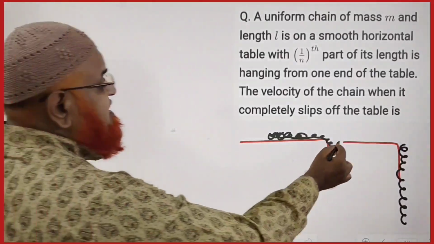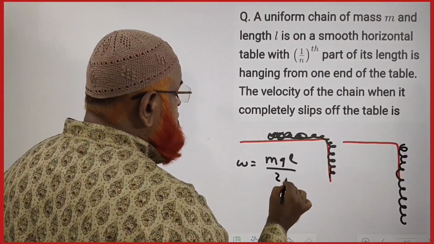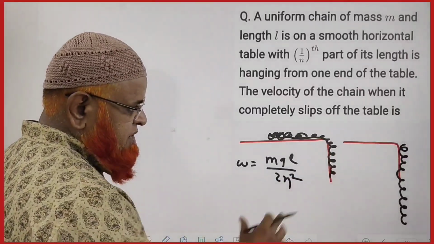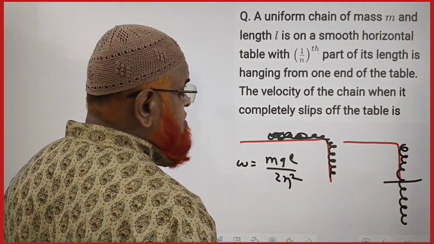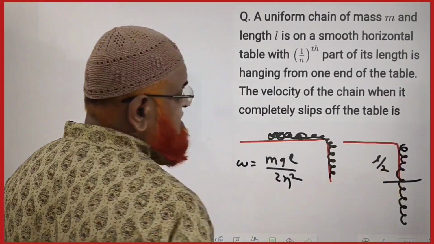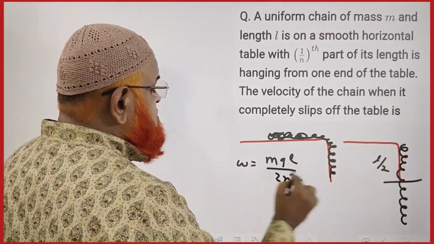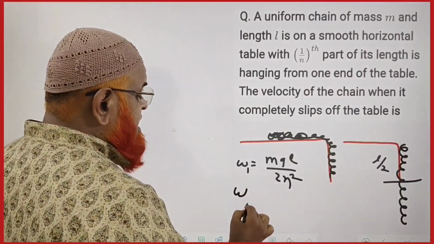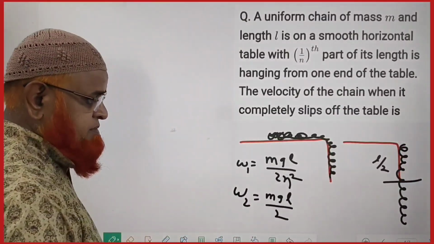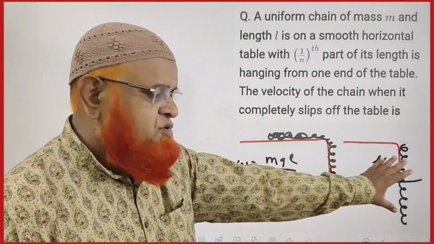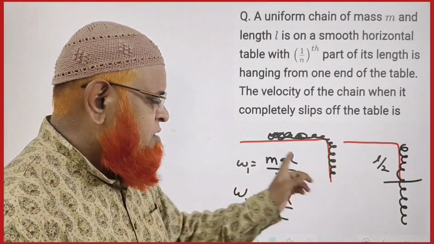So when this part is going to hang here, then what is the work done here? Just now I told you work done is equal to mg l by 2n square. This part. So when completely it slips, we have to take the center of mass here also. So we have to take just half of the length, L by 2. Because no chain is resting on the table, therefore we can take W1 as this one and W2 as mgl by 2. That's it. Okay, mgl by 2. This is going to be the work done here. So completely chain is slipping down.